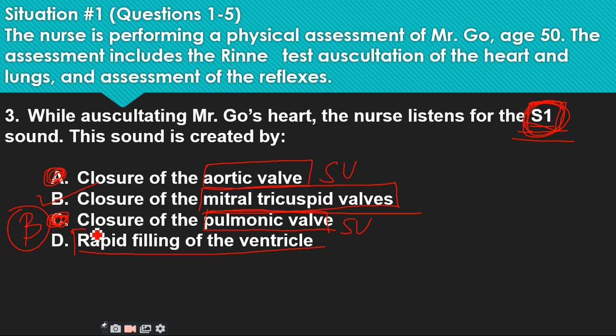And of course, it was not mentioned here which ventricles are having the rapid filling, and it's going to be either the right or the left ventricle. So it is very important for us to take into consideration the function of our AV valves, the mitral and the tricuspid valves. So the best answer for number 3 is letter B, the closure of the mitral tricuspid valve. Let's now have question number 4.